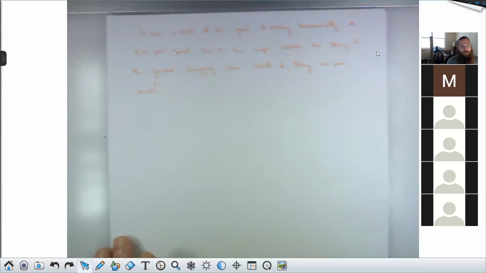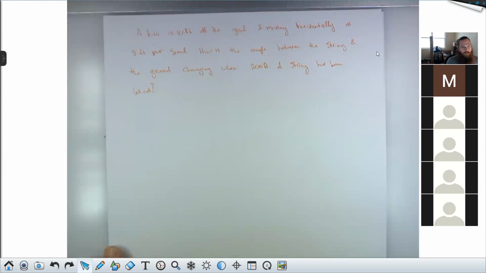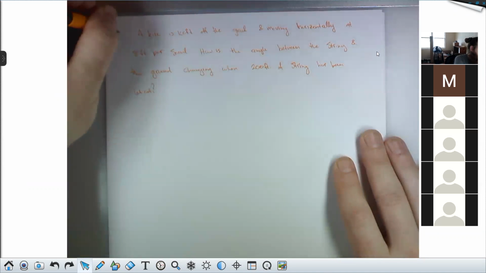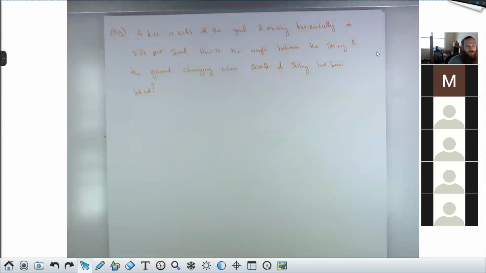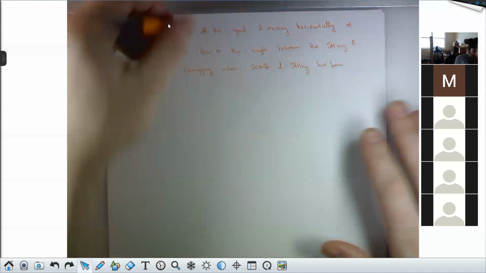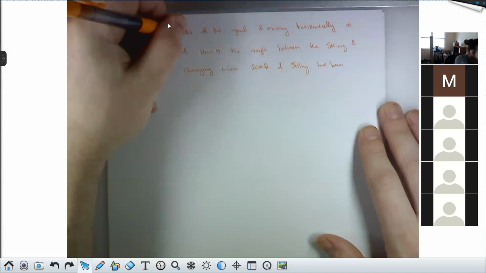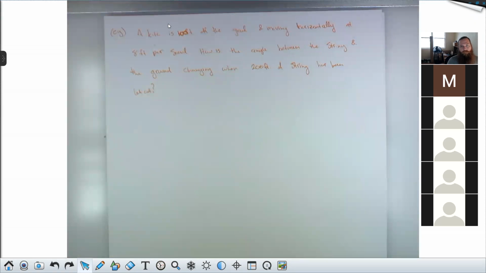So our last little related rates example that we're going to work together. A little kid is flying a kite. The kite is 100 feet off the ground, and it's moving horizontally at the speed of 8 feet per second. We want to know, how is the angle between the string and the ground changing at the moment when 200 feet of string has been let out?